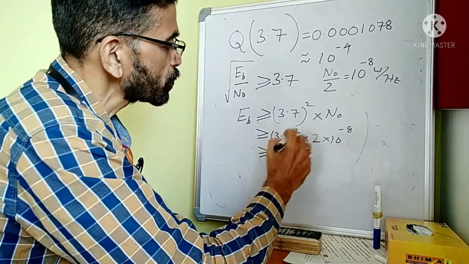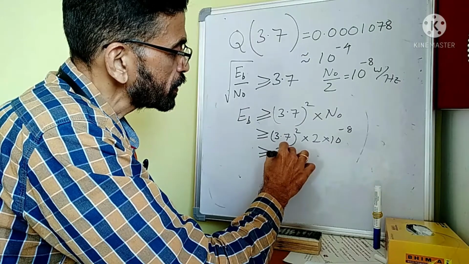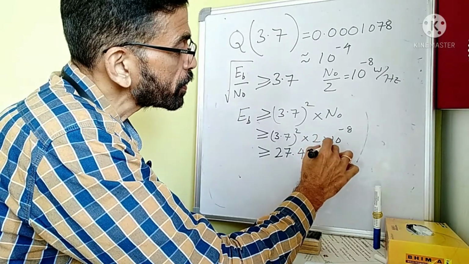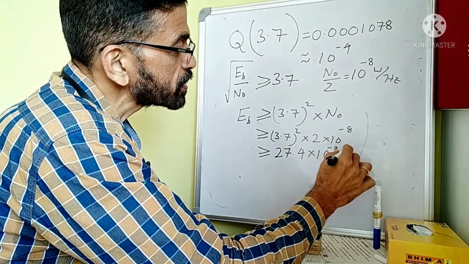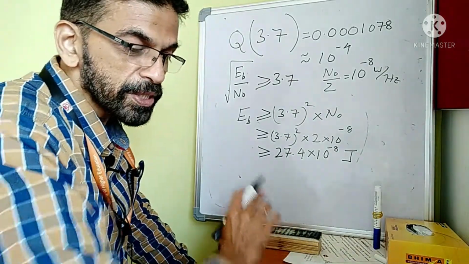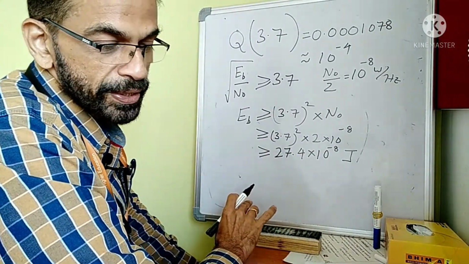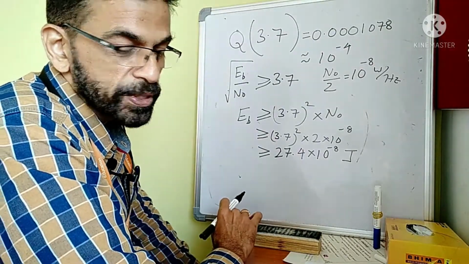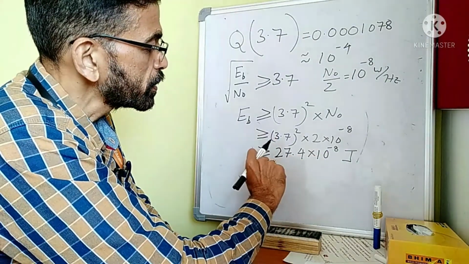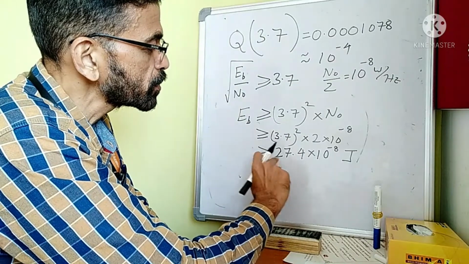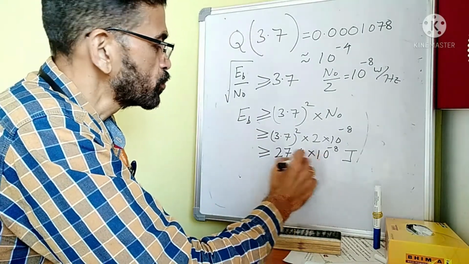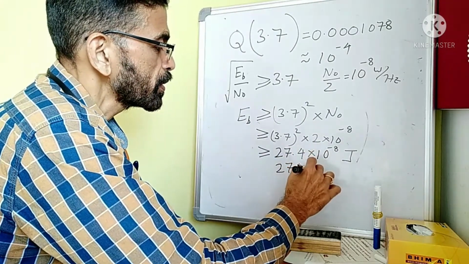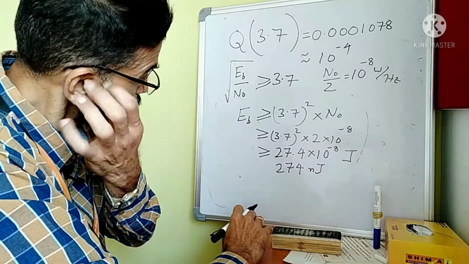you are going to get something like 27.4 into 10 power minus 8, and it's energy, so we will put the unit as joules. By the way, in case you calculate this and you get a different answer, you can contact me and we will see who has made the mistake. So the bit energy has to be greater than or equal to 27.4 into 10 power minus 8 joules, or say 274 nanojoules. That has to be the bit energy.